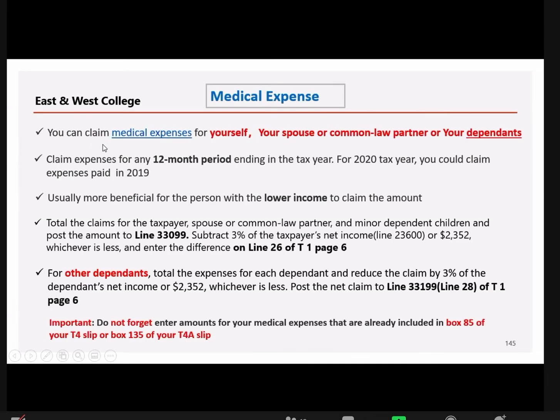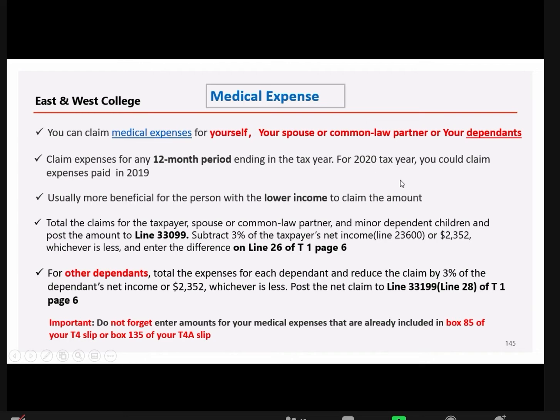You can claim medical expenses for yourself, your spouse or common law partner, or your dependents. That's what I said, the core family you put together. Don't separate, because if you separate, then you get less credit. So claim medical expenses for a 12 month period ending, we already went through that.